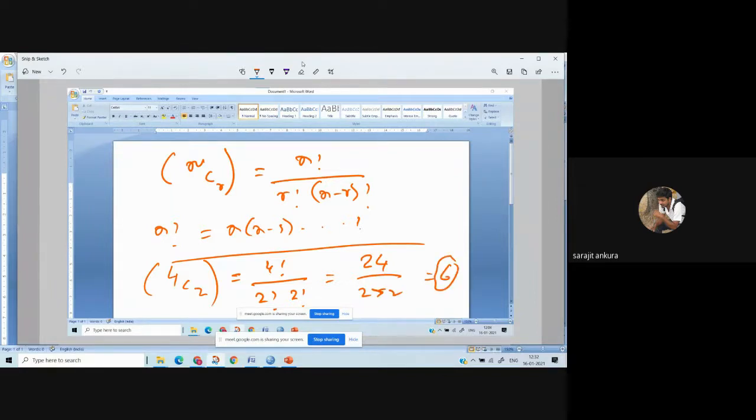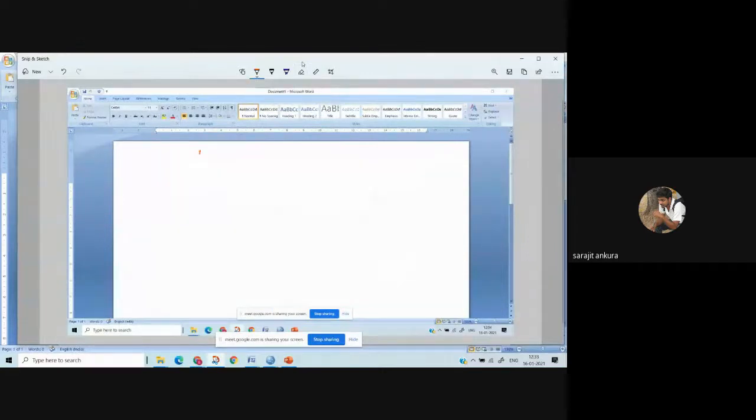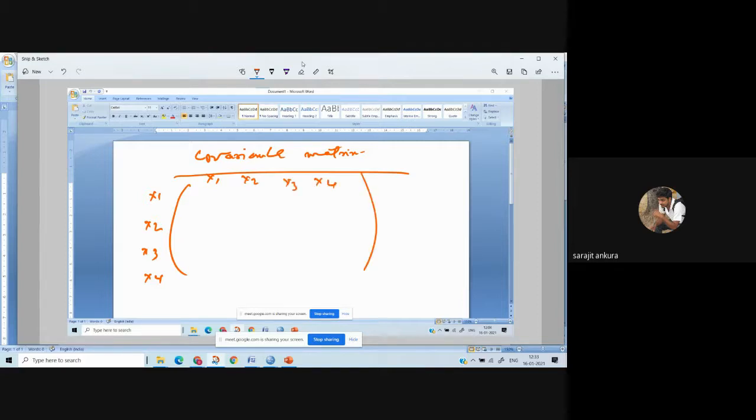Okay. So when you know the concept of combination, we can easily construct the covariance matrix as well as the correlation matrix. So now, how do we get the covariance matrix? Say there are 4 variables, x1, x2, x3, x4. So first of all, x1 with itself is called the variance of x1. Then x1, x2 is called C12, the covariance between x1 and x2. This is C21.